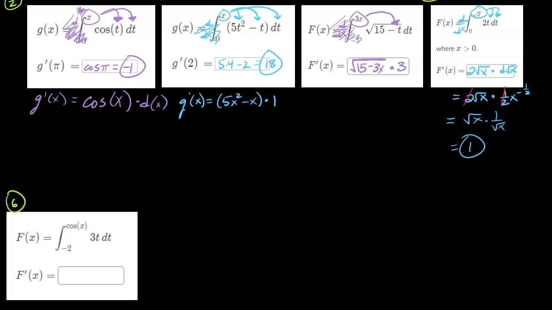Two times a half is 1. X to the negative half means 1 over root x. So root x times 1 over root x cancels, and you have 1.